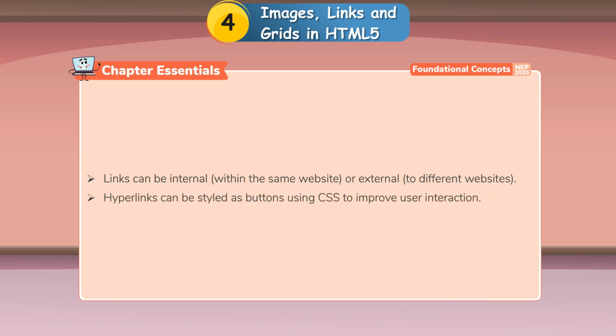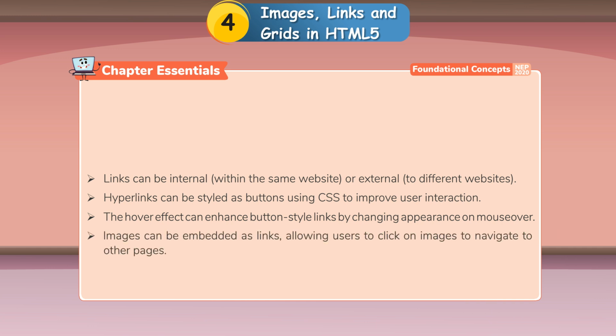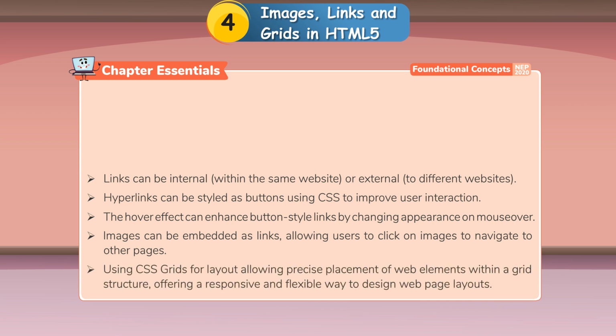Hyperlinks can be styled as buttons using CSS to improve user interaction. The hover effect can enhance button-style links by changing appearance on mouse over. Images can be embedded as links, allowing users to click on images to navigate to other pages. Using CSS grids for layout allows precise placement of web elements within a grid structure, offering a responsive and flexible way to design web page layout.